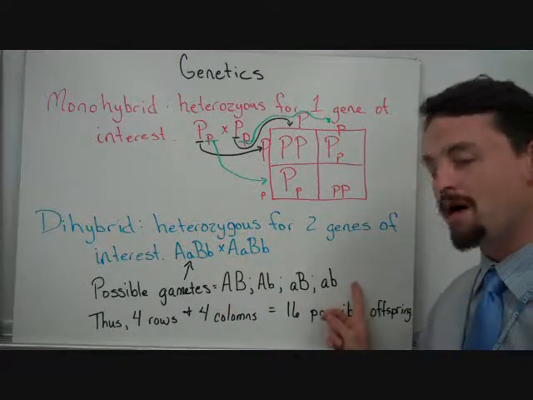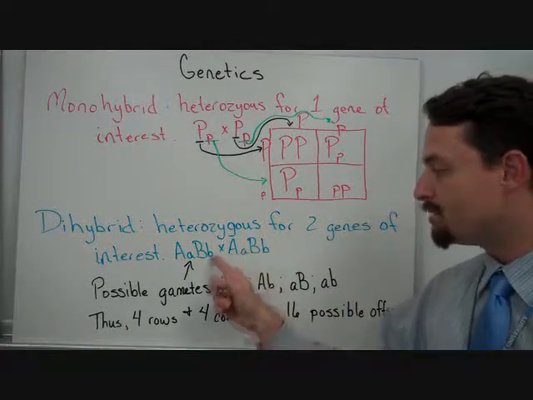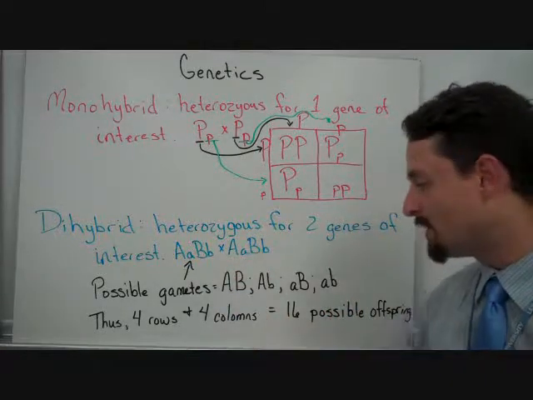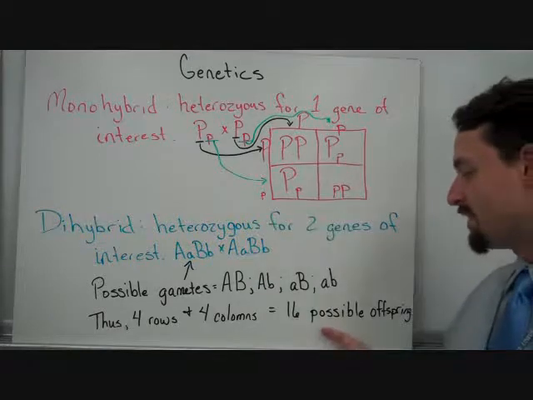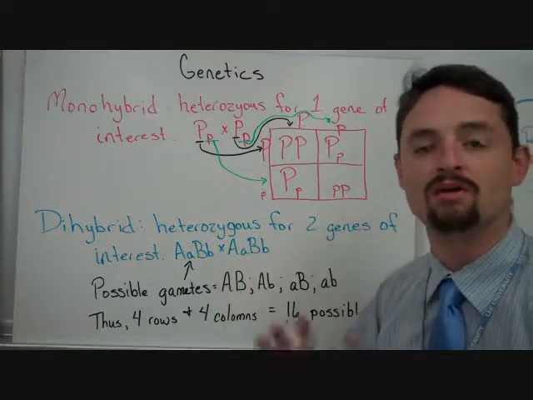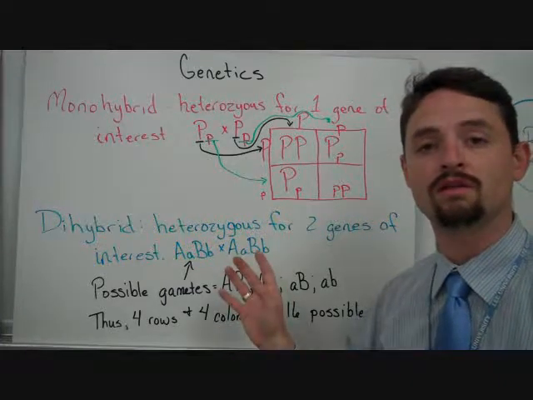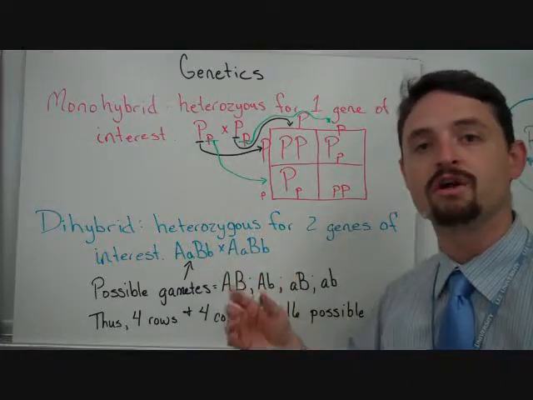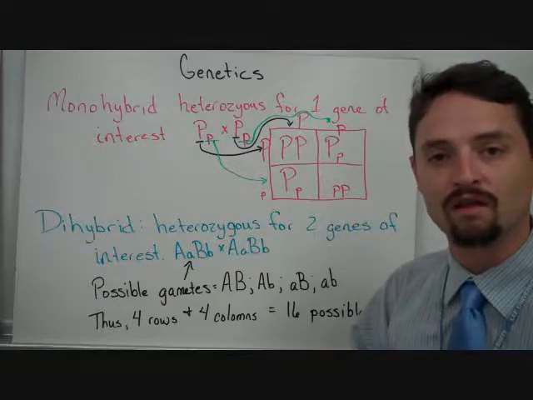So you've got 4 possible gametes. Both parents would give you 4 possible gametes. So your Punnett Square would end up being 16 possible offspring. And that's a really big table. I'm not going to draw one for you on the tables or on the charts here. We will be doing some examples of these in class though.